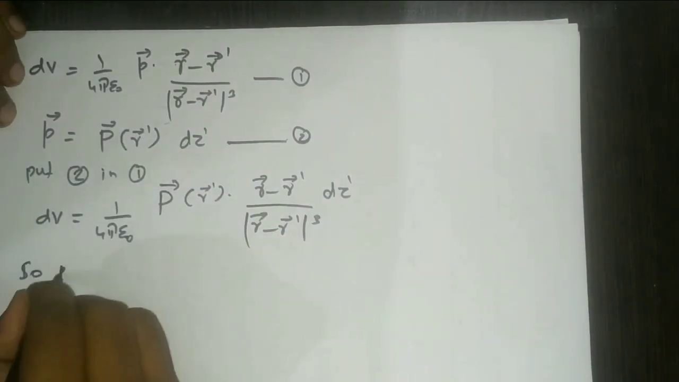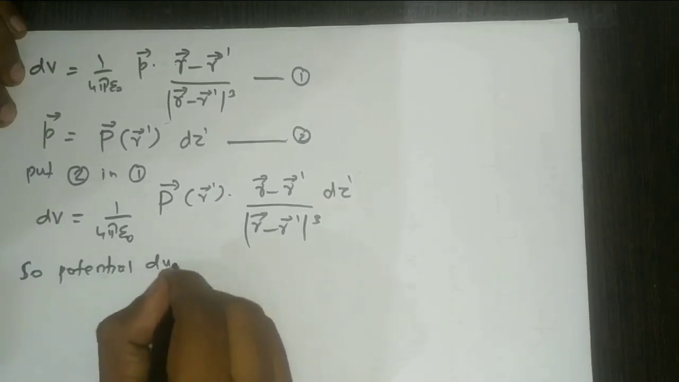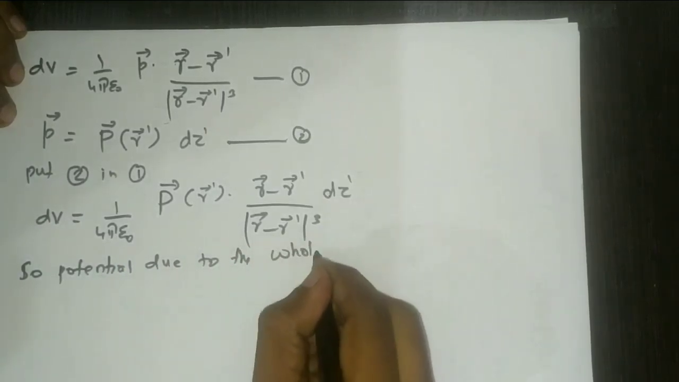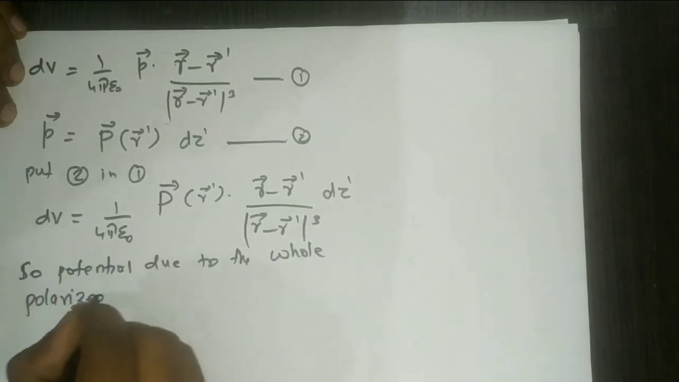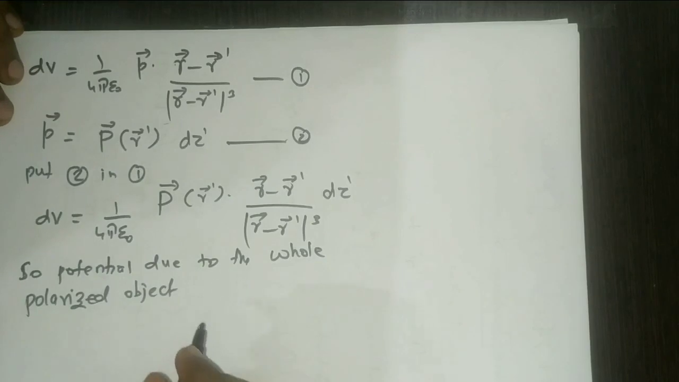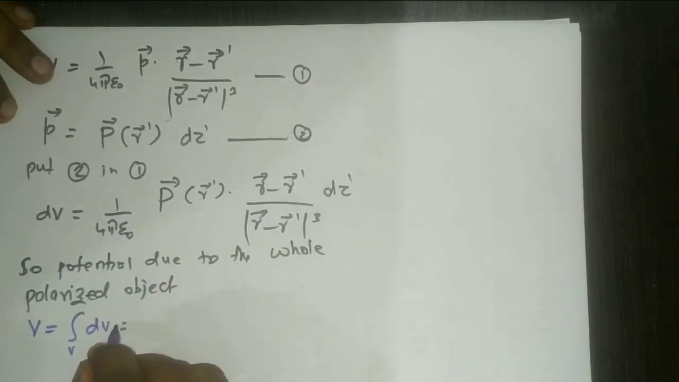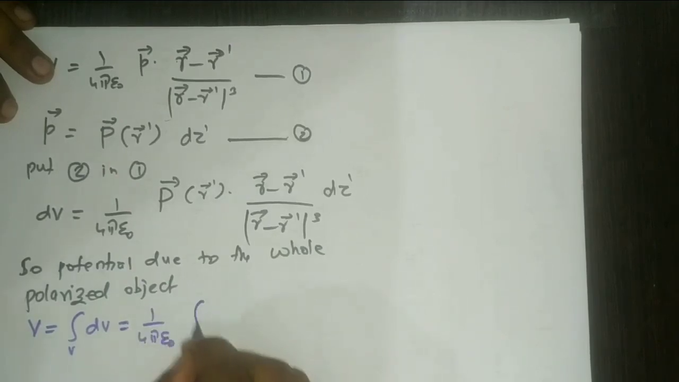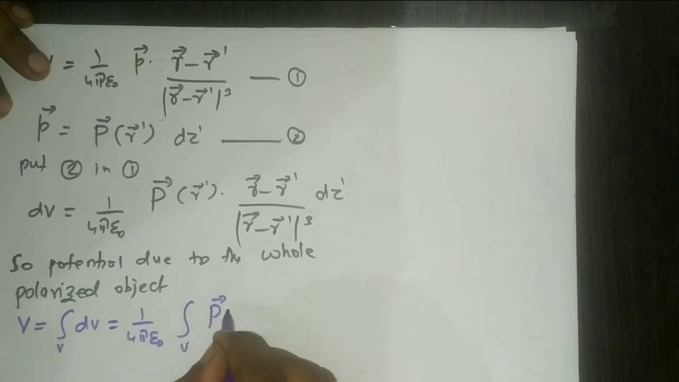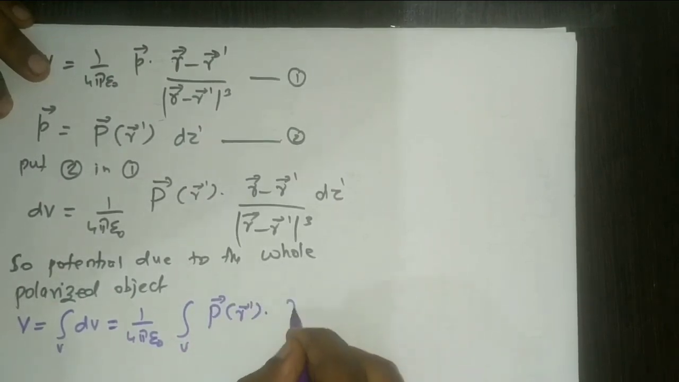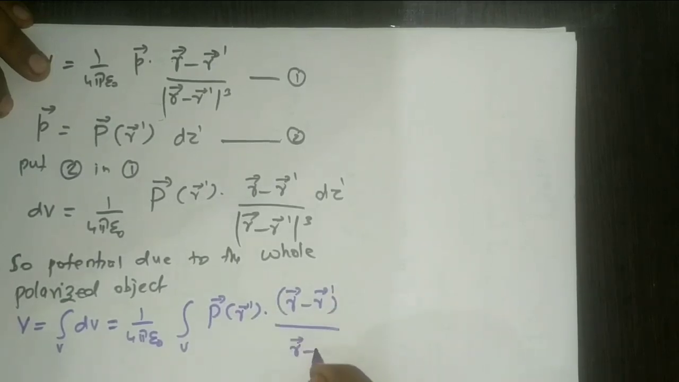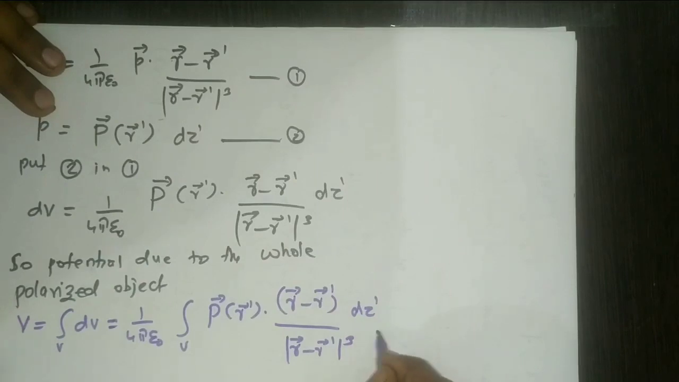Therefore, the potential due to the whole polarized object, I can write just by doing the integration over the volume V of dV, that is 1 by 4 pi epsilon 0, integral over V of P of r prime dot (r minus r prime) divided by modulus of r minus r prime cube, d tau prime. Say this is equation number 3.